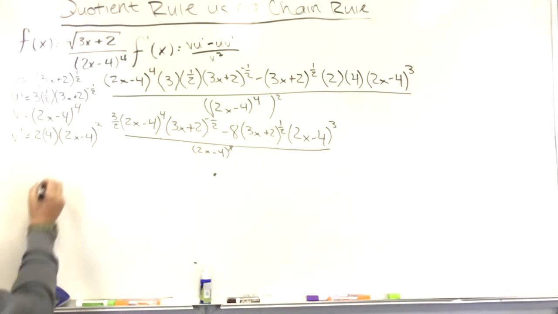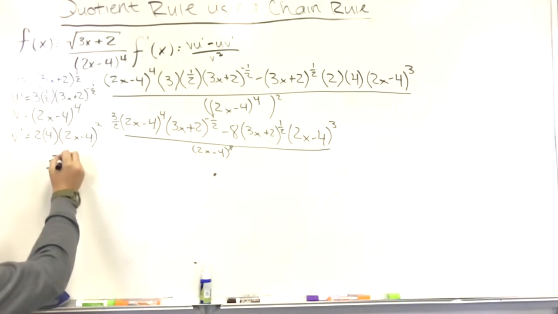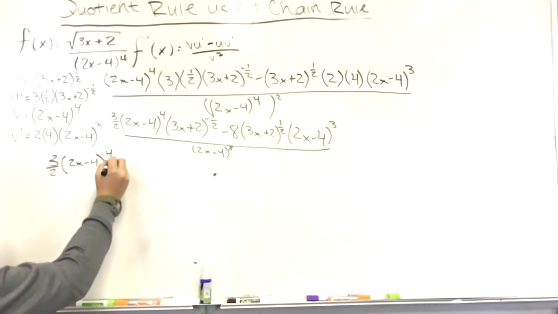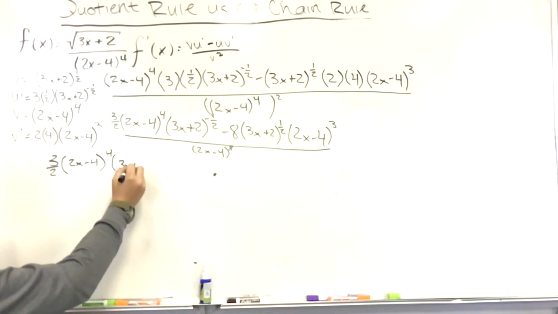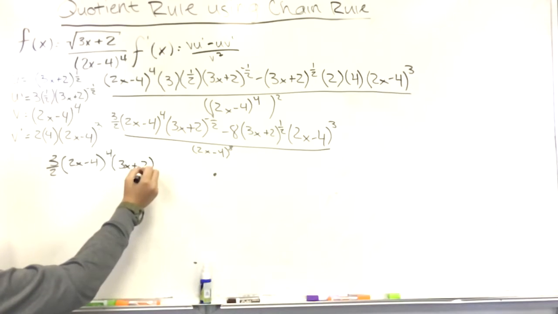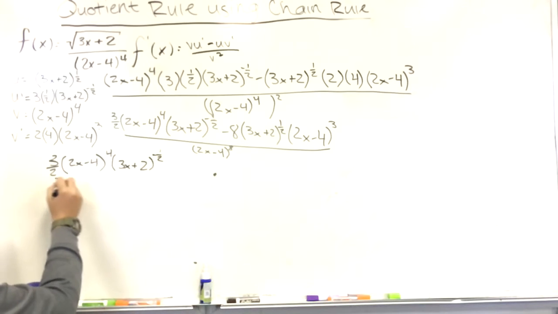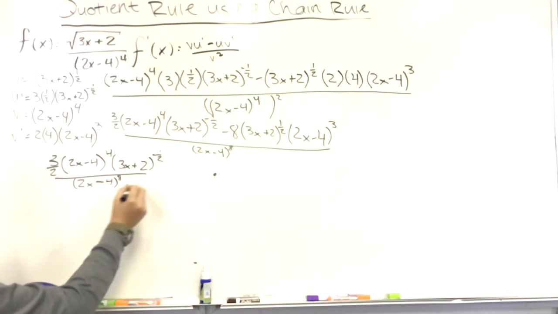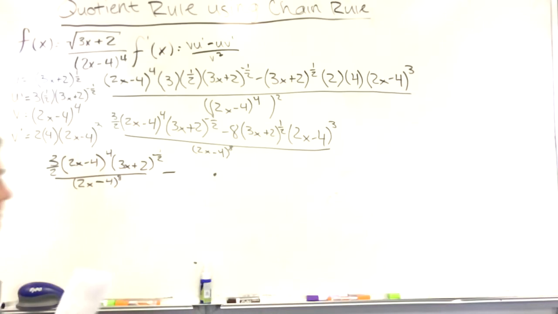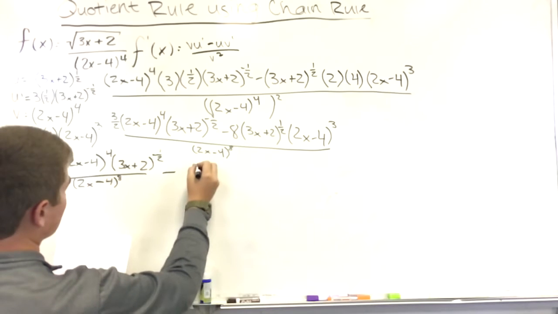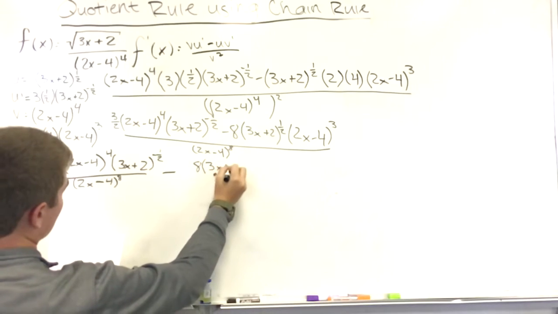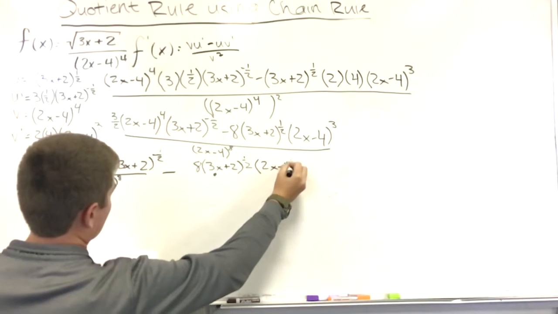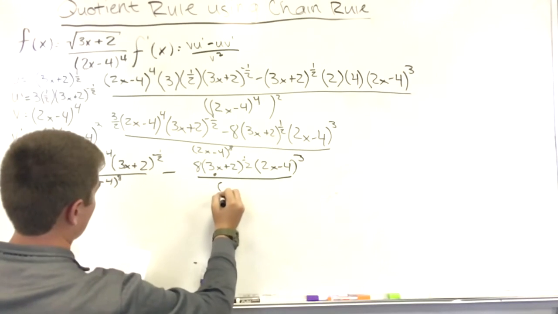So we're going to have 3 halves, and subtract all of that by the other fraction. We're going to have 8 times 3x plus 2 to the 1 half, 2x minus 4 to the 3rd, and that's all over v squared as well.